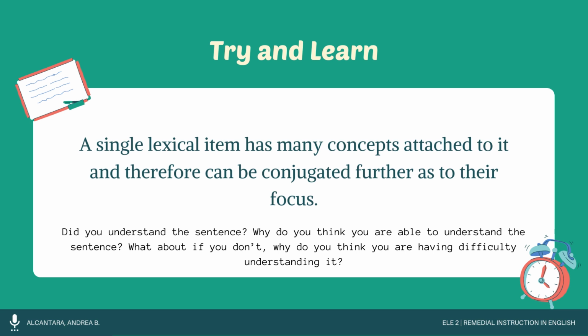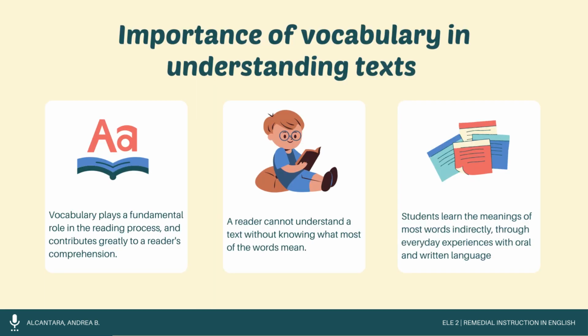A single lexical item has many concepts attached to it and therefore can be conjugated further as to their focus. Did you understand the sentence? Why do you think you are able to understand the sentence? What if you don't? Why do you think you are having difficulty understanding it? A reader who knows the meaning of lexical item, concepts, and conjugated will most likely be able to understand the sentence. But a reader who does not know these words will most likely have difficulty understanding it. And that leads to the importance of vocabulary in understanding text.